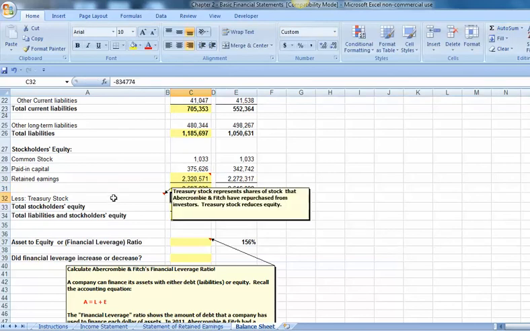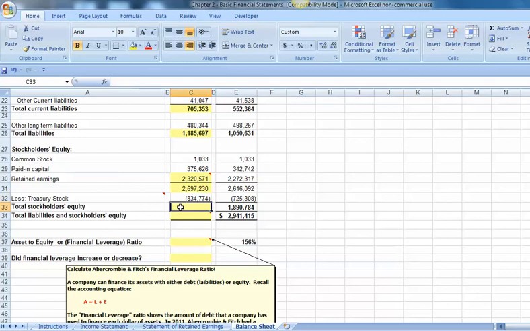Treasury stock represents shares of stock that Abercrombie & Fitch have repurchased. They reduce stockholders' equity. And it's already as negative numbers, so we can just simply add these two numbers together. We have total stockholders' equity of $1.8 million.